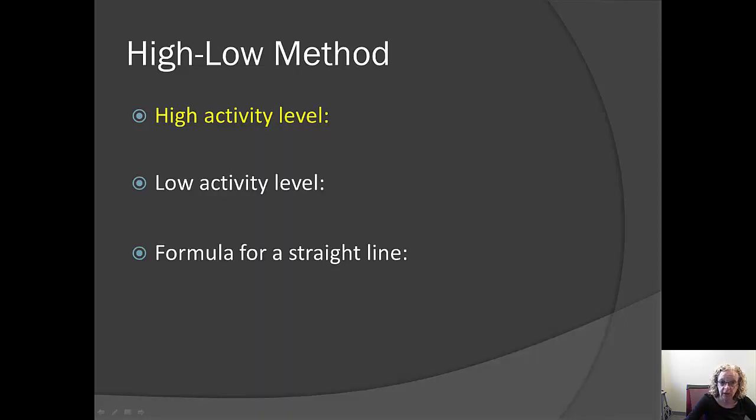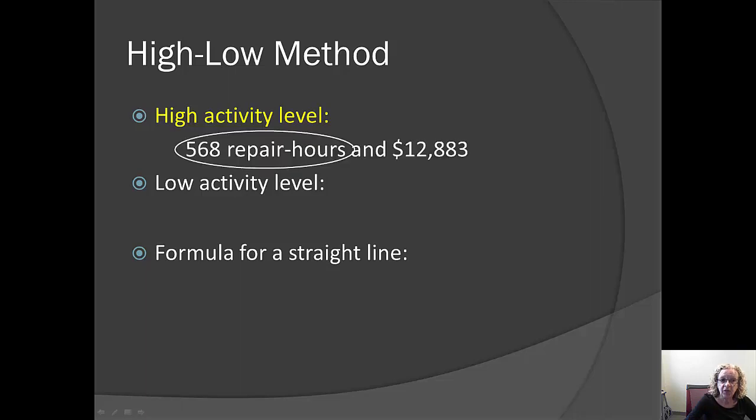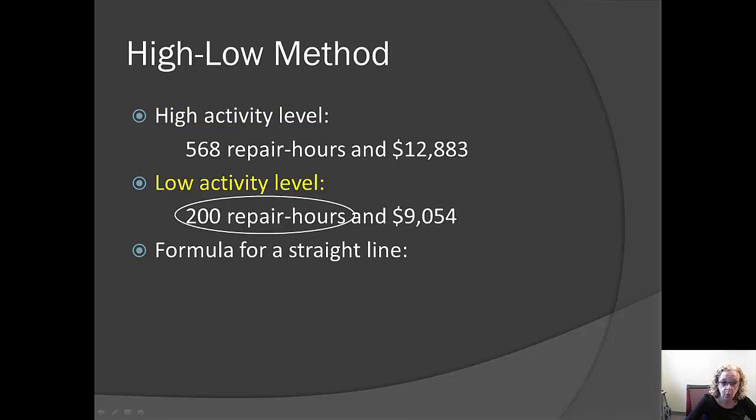So, looking back at our data, the high activity level was the month when she used 568 repair hours and she incurred $12,883 of overhead costs. The low activity level was the month when she used 200 repair hours and incurred a little over $9,000 of overhead costs.